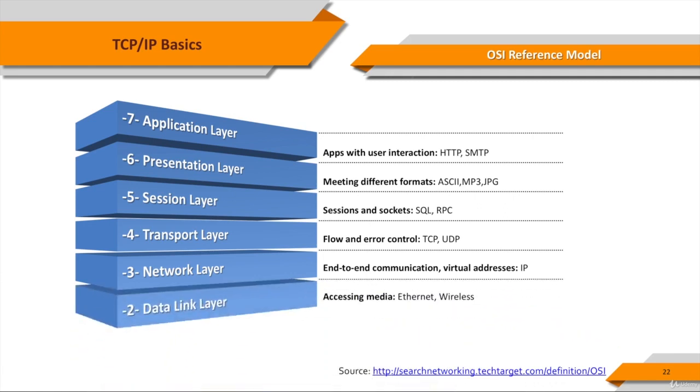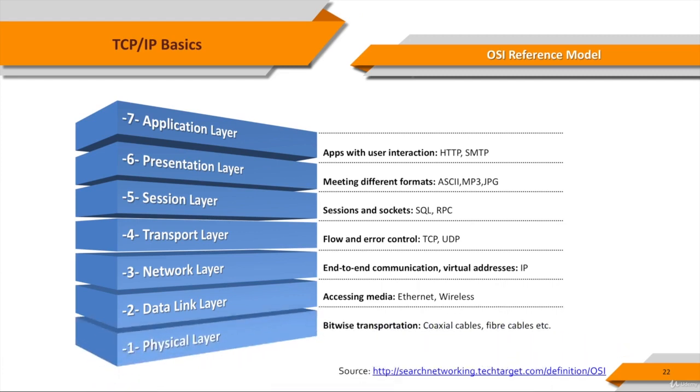Layer 2, the data link layer. This layer sets up links across the physical network, putting packets into network frames. This layer has 2 sublayers, the logical link control layer and the media access control layer. Ethernet is the main data link layer in use.